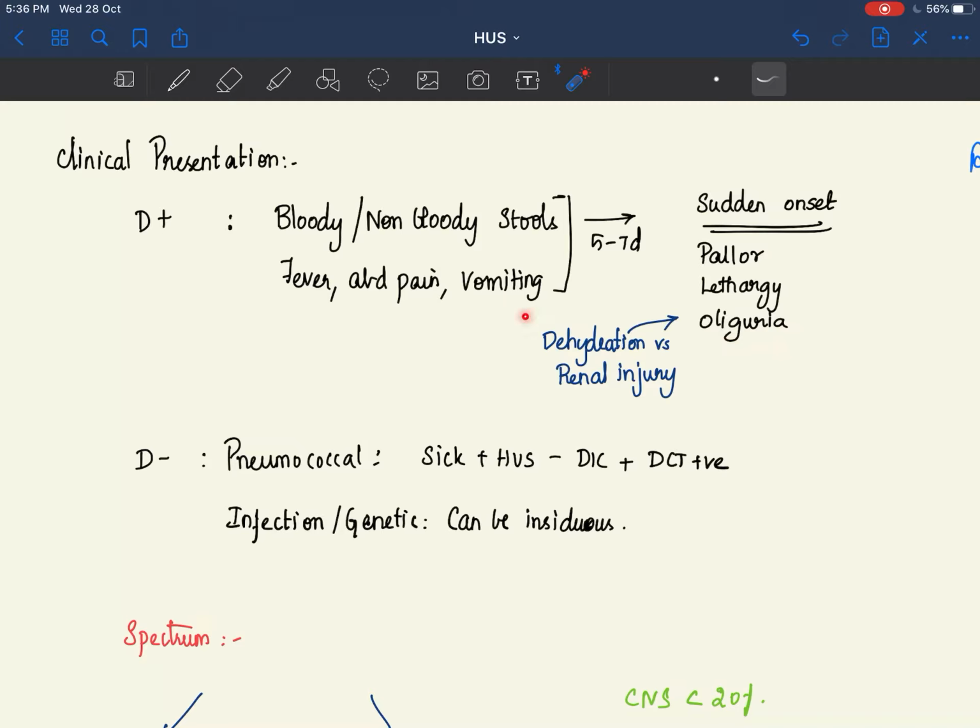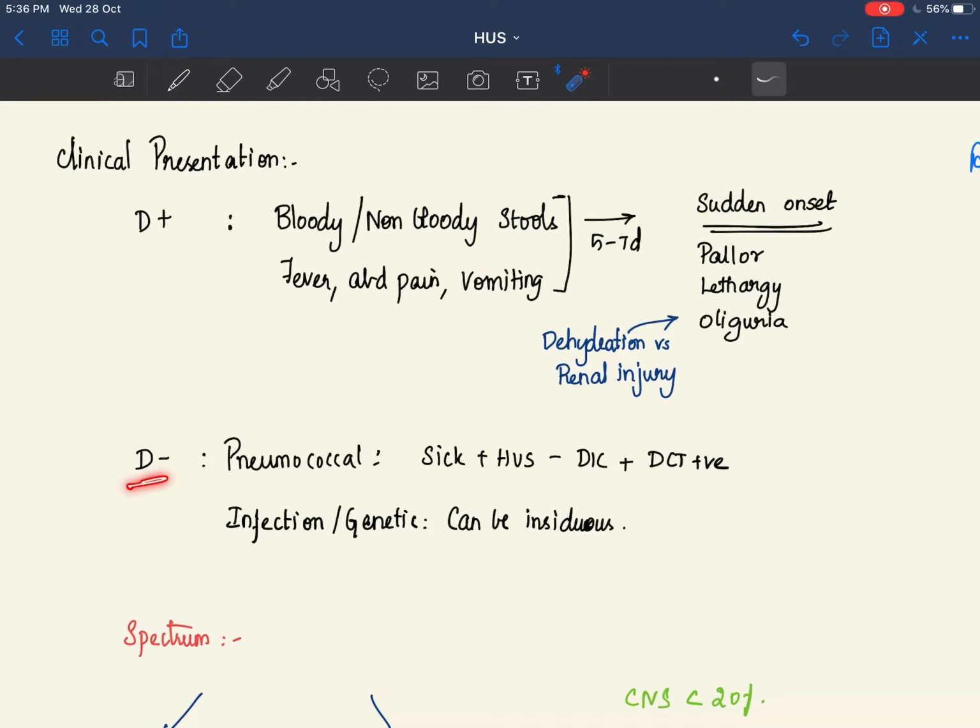Oliguria, again, it is important for us as clinicians to differentiate dehydration secondary to loose stools causing oliguria from a renal injury causing oliguria. Anyways, fluid management is very important in a D plus HUS.